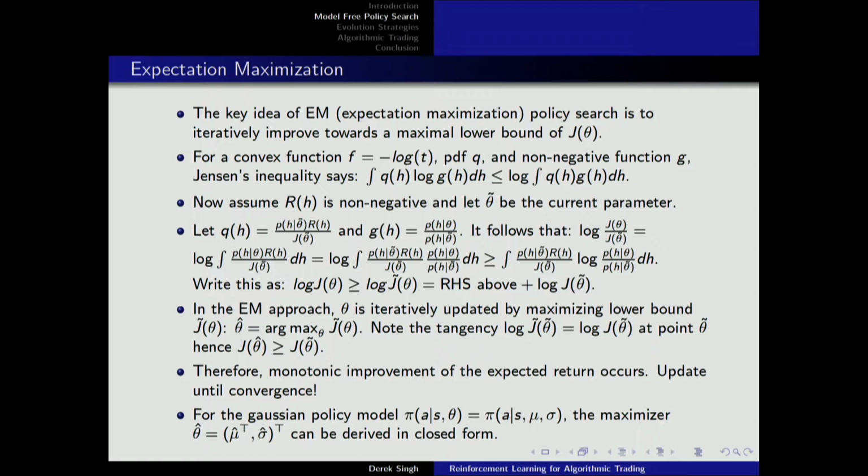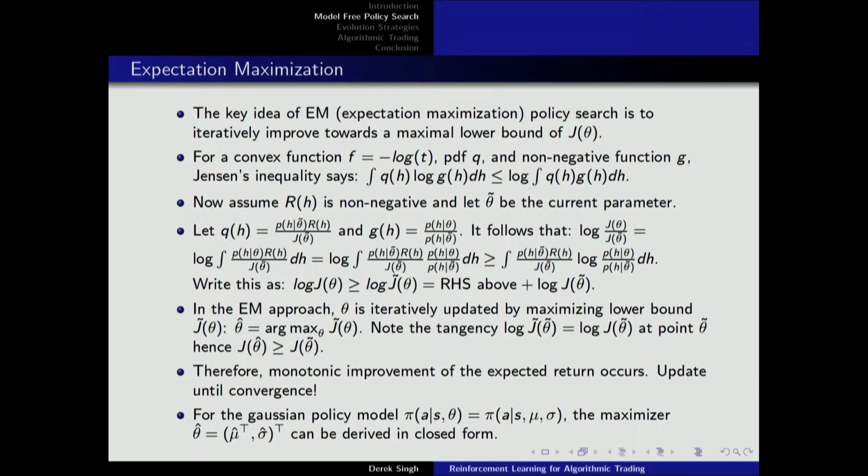In this setting, R of h, like we said, is the return over the trajectory we want to maximize. Theta tilde is the current parameter value. If you let q be this quotient, essentially that is a density because the denominator is the integral of the numerator. The numerator here represents the probability of that trajectory times its return. And like I said, the denominator is the integral of this. That's what makes it a density. So g is this quotient here.